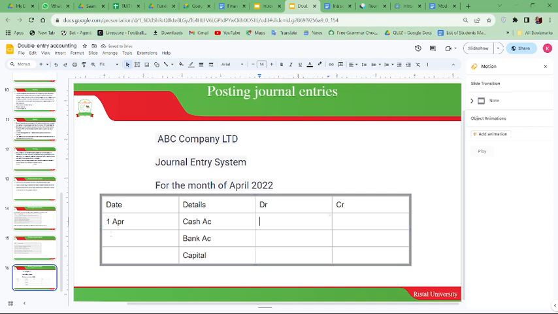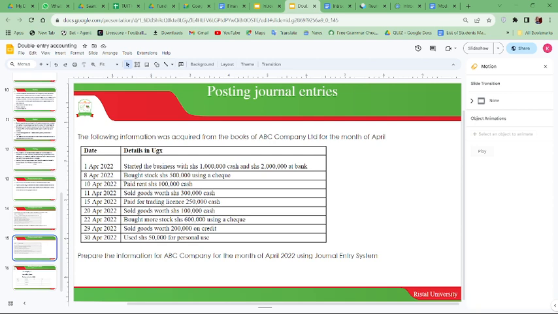So you go back to your question. It says started the business with cash. It means the business had cash. So that is an increase in cash. You have the cash, and then you have bank. So it means you have that money at bank, which is 2 million. So cash is an example of an asset.